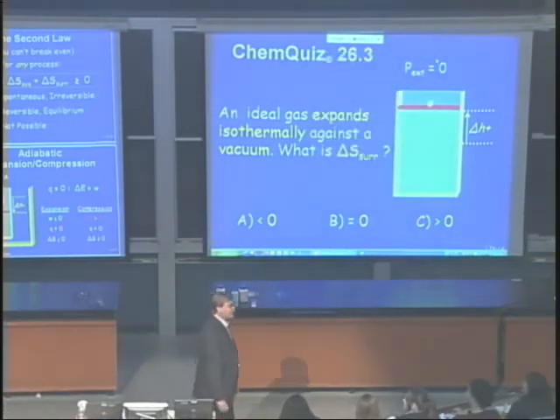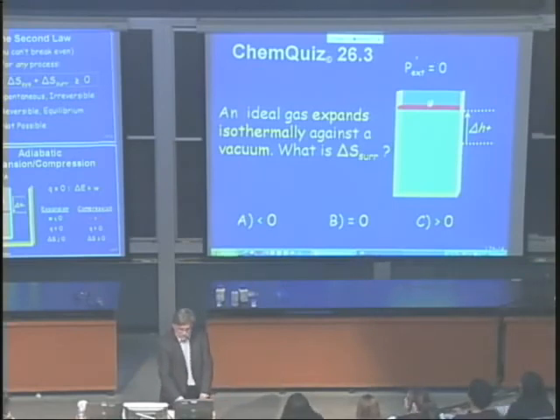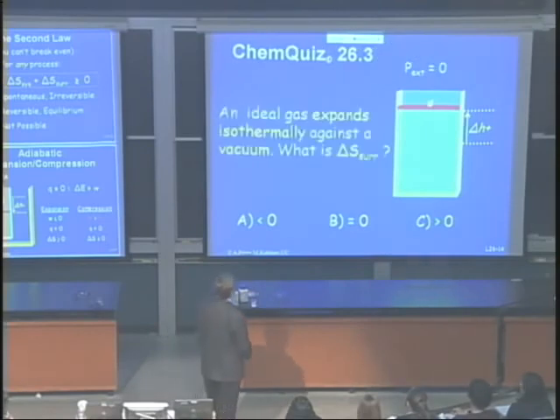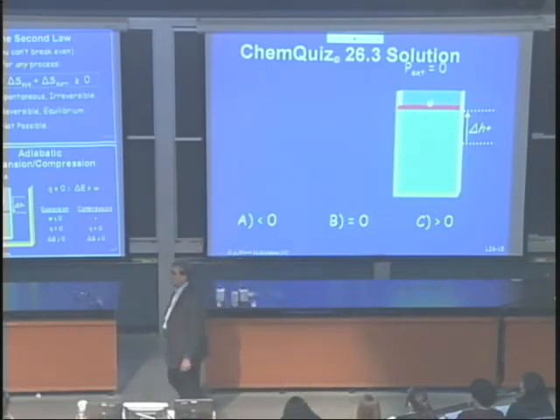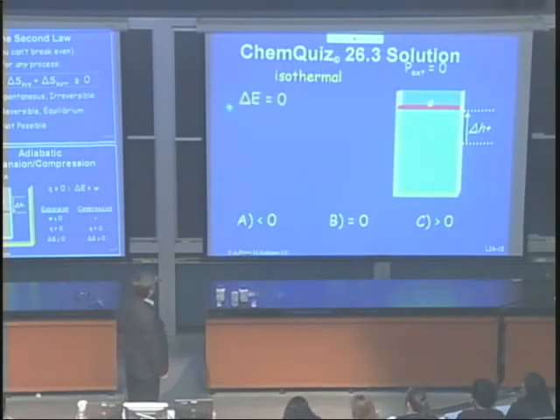Don't get fooled. Just look at your system first. Does anything happen to your system? No, exactly. So you have an isothermal expansion against the vacuum. So the external pressure is 0, okay? So you expand against the vacuum. Do you do any work? No. Does the energy change? No. So isothermal means delta E is 0. That means work is minus the heat.